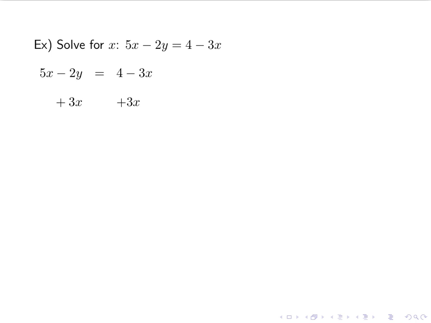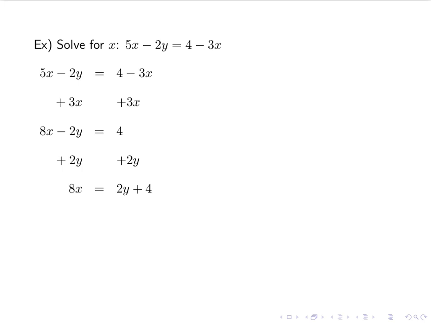So I'll add 3x to both sides, simplify it. So 5x plus 3x gives me 8x, and then I still have my minus 2y. On the right, I still have my 4. So everything with an x is on the left, but I still have terms without an x also on the left, so that's the next thing we need to do. So we add 2y to both sides. Notice that we can't simplify the right-hand side, so it's just 2y plus 4.